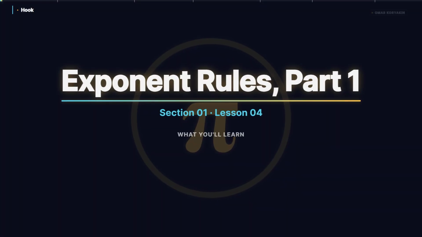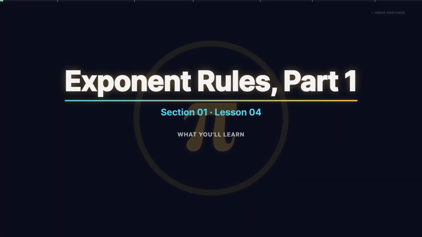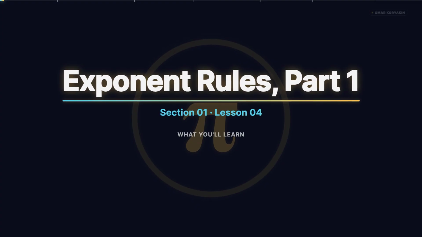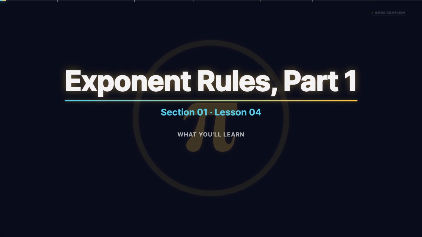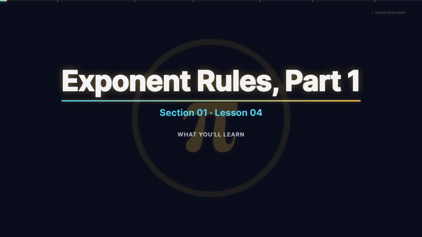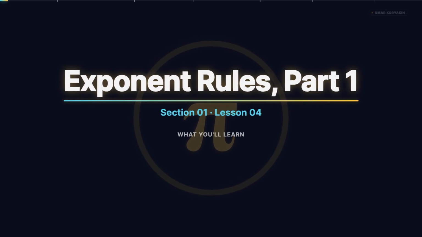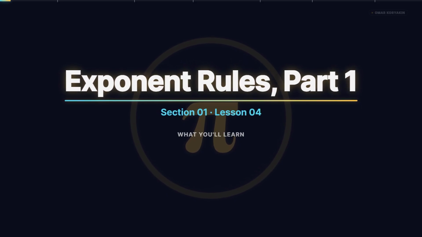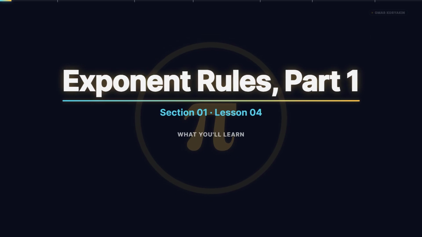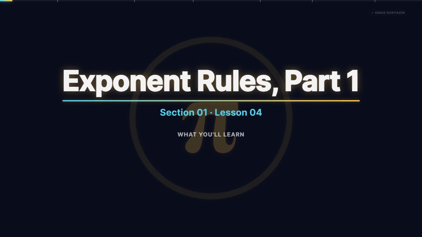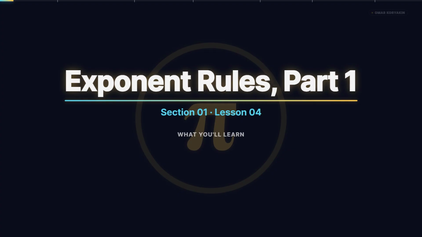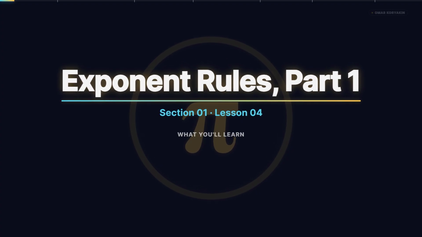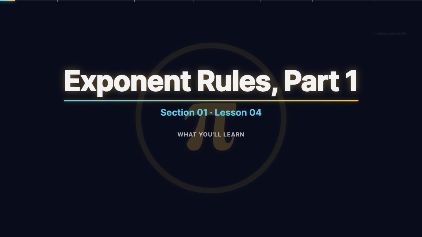Welcome to Section 1, Lesson 4. Today we look at Exponent Rules, Part 1. Exponents are how mathematicians compress repeated multiplication into a single short notation, the same way multiplication itself compresses repeated addition. By the end of this lesson, you will know the three rules that handle every exponent expression involving multiplication, and you will be able to simplify expressions that look complicated into single clean answers.